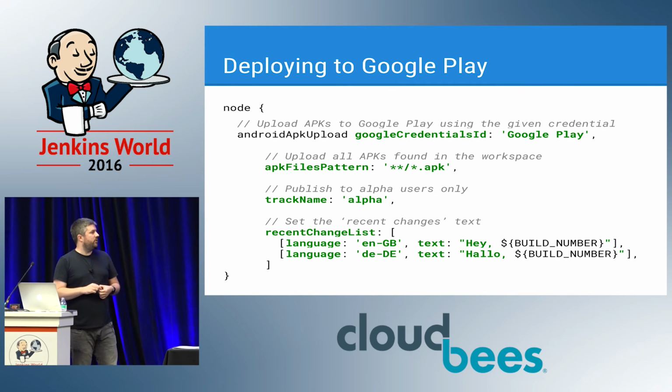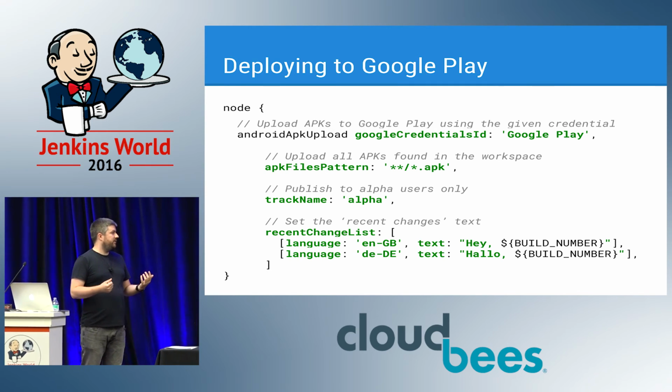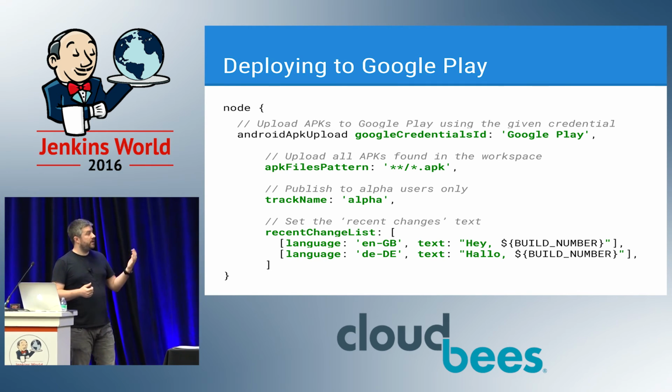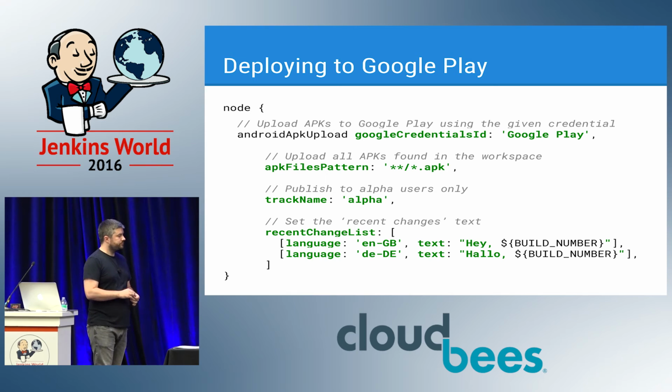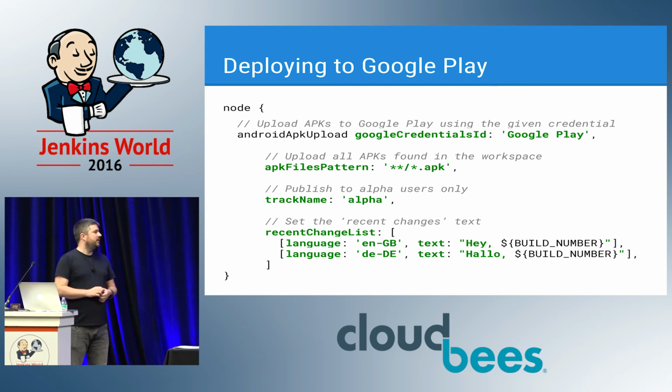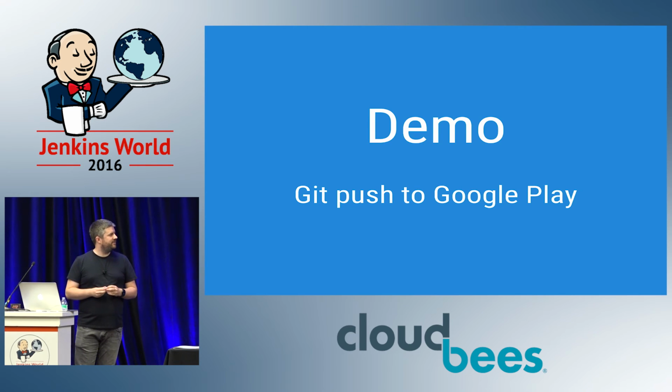I'm telling it to upload all of the APKs it finds in the workspace. So normally, this is going to be just one APK. But for larger apps, you might have used this multiple APK feature of Android. I'm saying I want to upload it to alpha users only. And then optionally, you can specify the recent changes text. So here I'm just saying in English, hey, this came from build number whatever. In German, hallo.